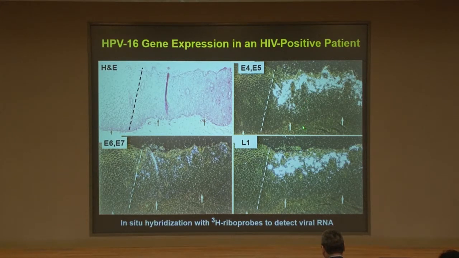You can see that it is all differentiation dependent. This is the surface, the more mature cells. This is the basal layer. So you can see the normal tissue is completely not infected, only the diseased tissue contains HPV. This is the proof, the gold standard, that certain diseases are caused by the virus.